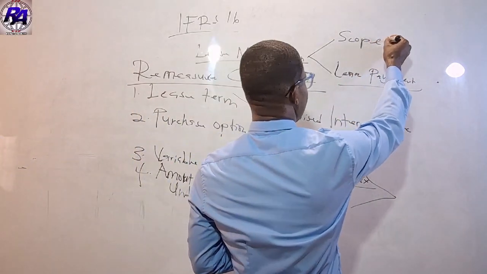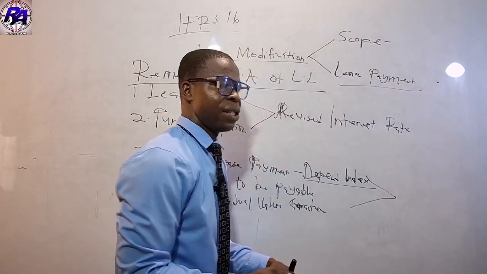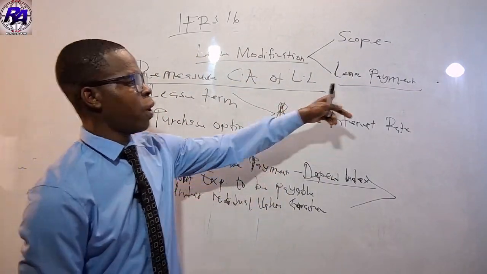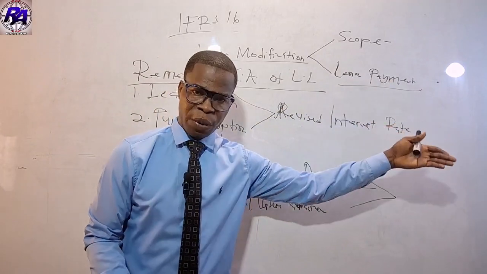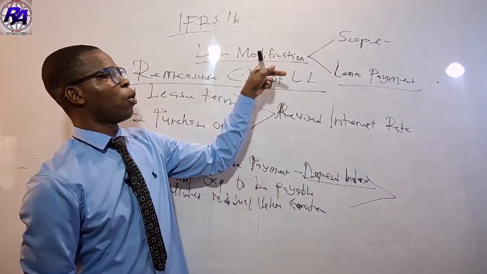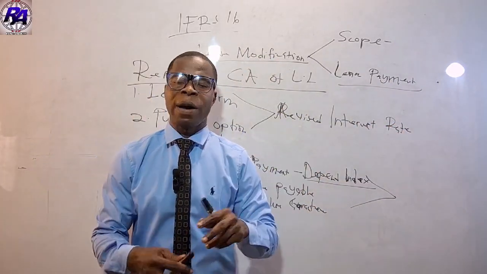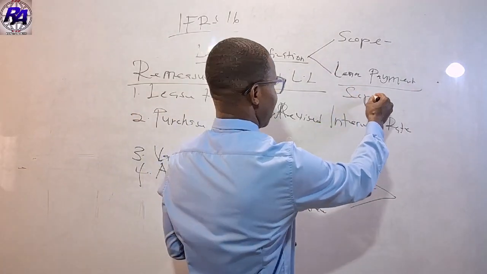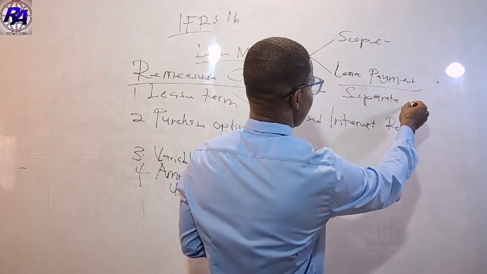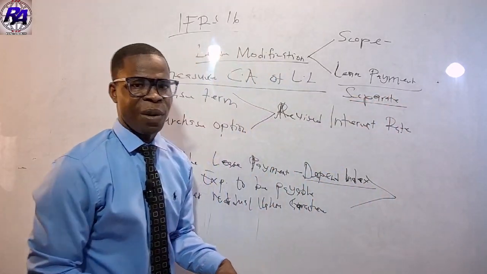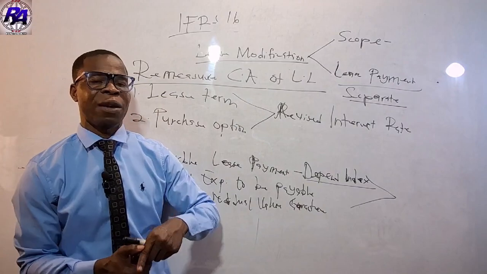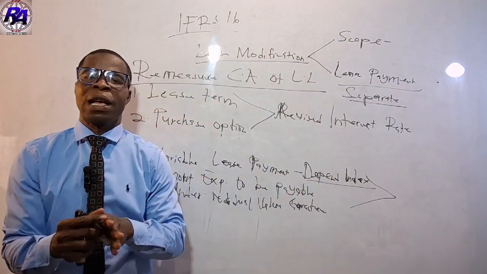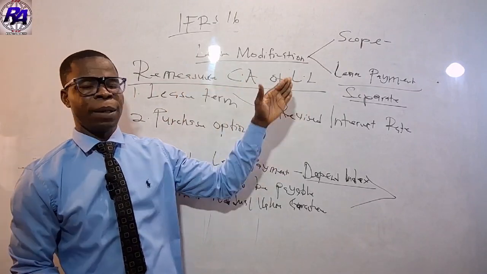The scope has to do with this: if the underlying asset of the contract is changing, and the lease payment is also increasing, then we have to do what we call a lease modification. A lease modification should be accounted for as a separate lease. The standard says that when there's a lease modification, we should account for it as a separate lease. And if we are accounting for it as a separate lease, then we would have accounted for all that we've done so far from the introduction up to this point. We will account for everything as a separate lease.